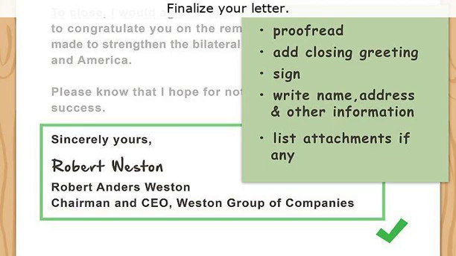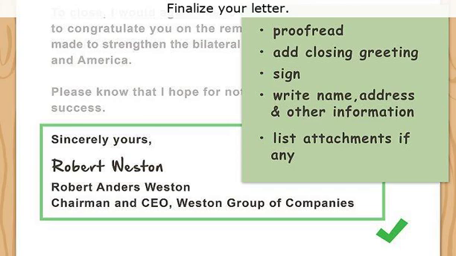End your letter with a closing greeting such as, "Sincerely yours," and leave a few blank lines for your signature. Below that, type your name and address, along with any other identification or contact information you think is necessary, such as your phone number or email address. If you're including any other documents with your letter, list them at the bottom of your letter so the reader knows what attachments to expect. You also can use this list as a checklist for yourself to make sure you've included everything necessary.